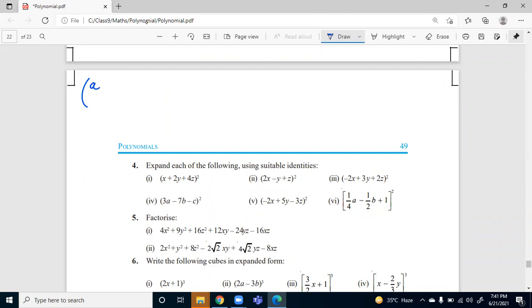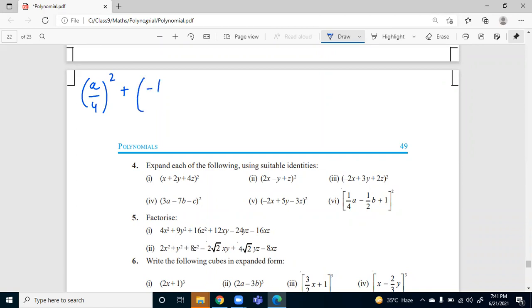Ma'am, 1 by 4a to the power, 1 by 4a square. You can say a by 4 whole square. Ma'am, should I say the answer or? No, step by step. Okay.